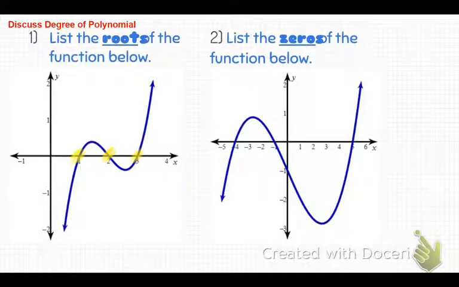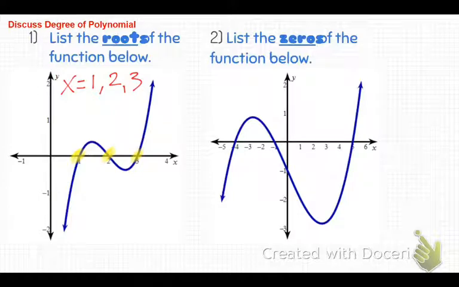So you told me that my roots are at 1, 2, and 3, right? So how do I write the roots? X equals. X equals, what's my first number? 1, 2, 3. There you go. That's how you write the roots. That's the answer.